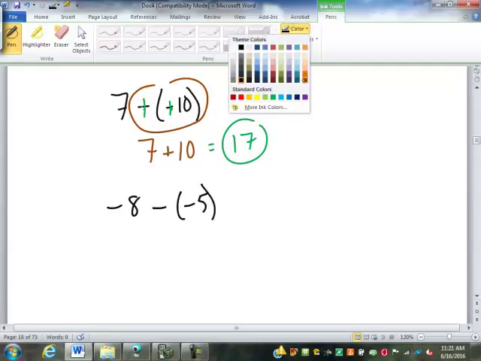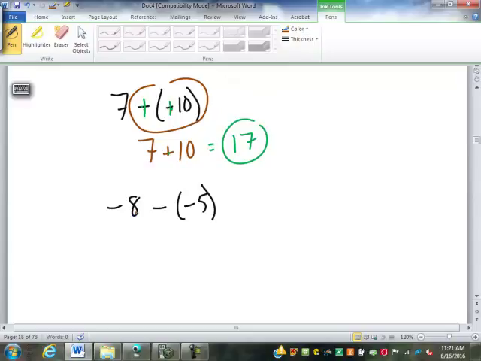Negative 8 minus a negative 5. Is this going to become a positive 8? Say no. The first number doesn't change. It's always the number that's being subtracted. So instead of minus a negative 5, it becomes plus a positive 5, or plus 5. The subtraction becomes addition, and the number that's being subtracted becomes the opposite.